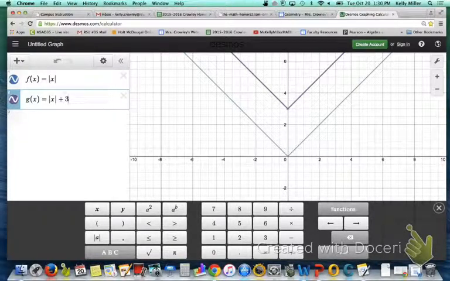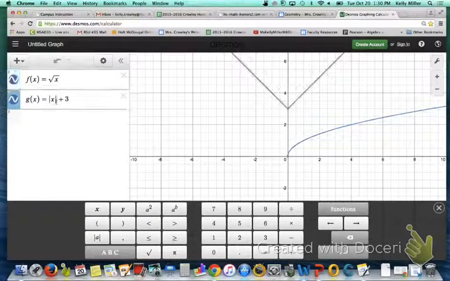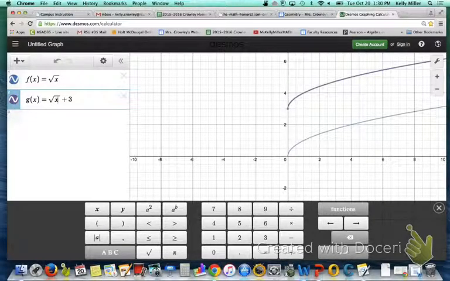Okay, we can't really see that. What if I changed it from absolute value to square root? Hit the square root button and do the square root of x. And change all of your absolute values to the square roots of x. Do the transformations stay the same? Did I still translate up 3 units? Yes. Here we had our original square root graph, and it shifted up 3 units.